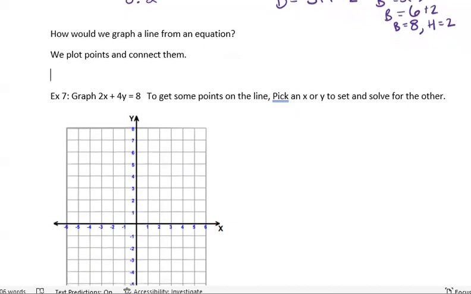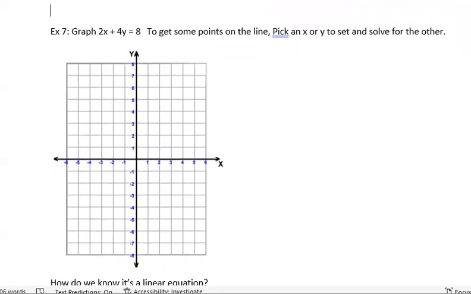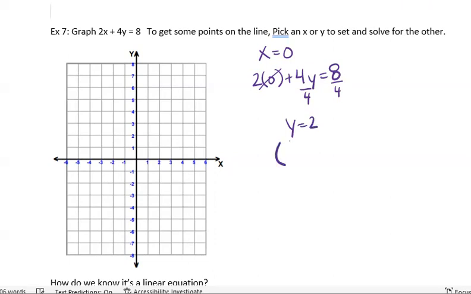I'm going to pick the easiest things to do for this graph. Usually the easiest is to put 0 in for x or 0 in for y. So to get some points on the line, we only have to put in one number and then solve for the other number. Let me show you how that works. If we say that x is 0, then our equation becomes 2 times 0 plus 4y equals 8. 2 times 0 is 0, so I don't worry about that. I have 4y equals 8. I can divide by 4 and say that y equals 2 when x is 0. So this point, my xy point, is going to be 0, 2.